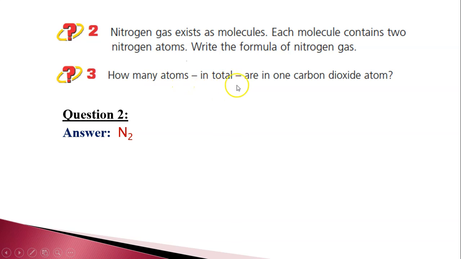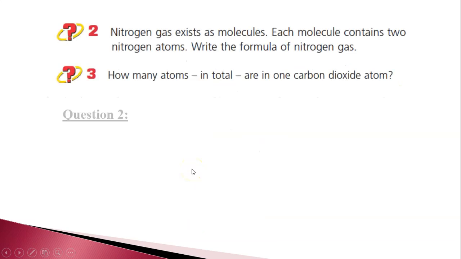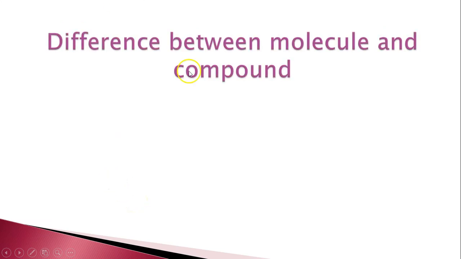How many atoms in total are in a carbon dioxide molecule? Here we can see 1, 2, 3. There are 3 atoms. So the answer is 3. Now let us see a video to understand the difference between molecule and compound.